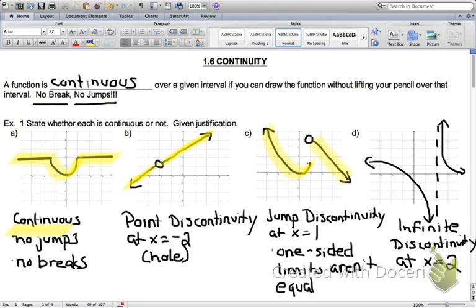And our last example is infinite discontinuity. We have an asymptote here at x equals 2, and then we have our function on either side. Therefore, we can't keep our pencil on the page and continue. Another type of discontinuity.